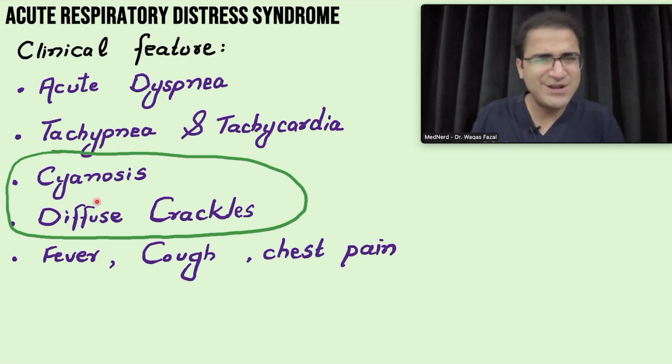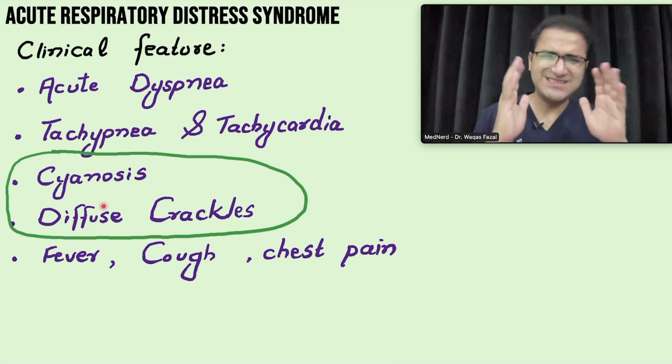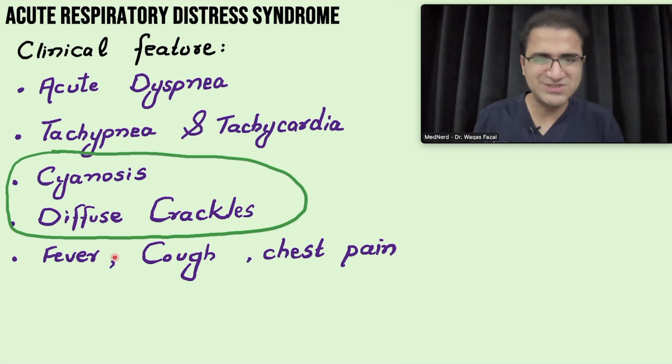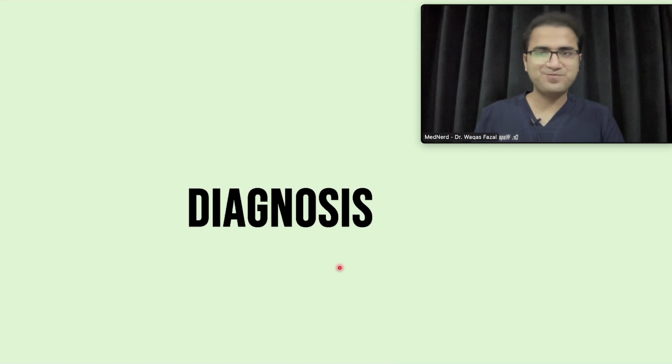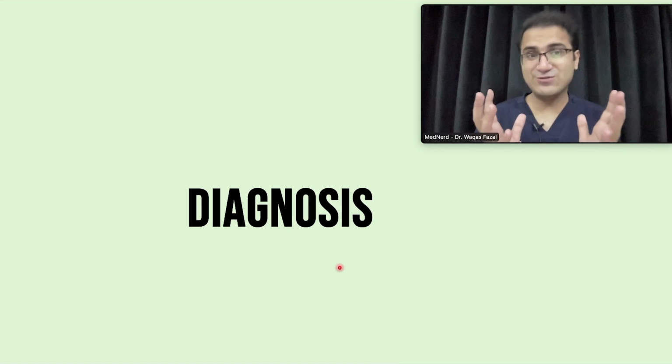Remember, cyanosis and diffuse crackles, sudden onset. This is a classical picture of acute respiratory distress syndrome. Fever, cough, chest pain can also occur in these patients. Now, how do you diagnose these patients?